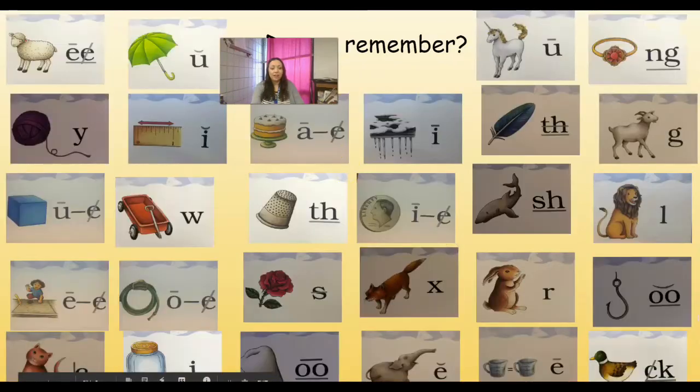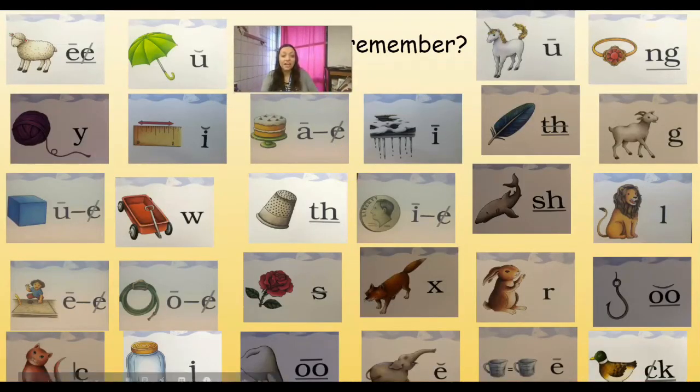Very good. All right, look at all the different letter cards that we have for sounds now. These are different ways that we can spell those sounds. Remember, I'm going to say the word so you can hear it inside the word. Then I'm going to say the sound, you echo it back to me, and then we'll say what makes that sound. Are you ready? So sheep, E. Digraph EE, very good. Umbrella, U. Unicorn, U. Ring, ng. Digraph NG.